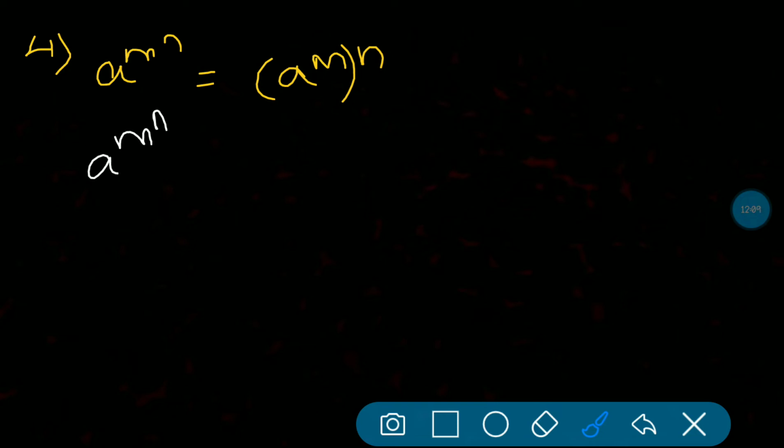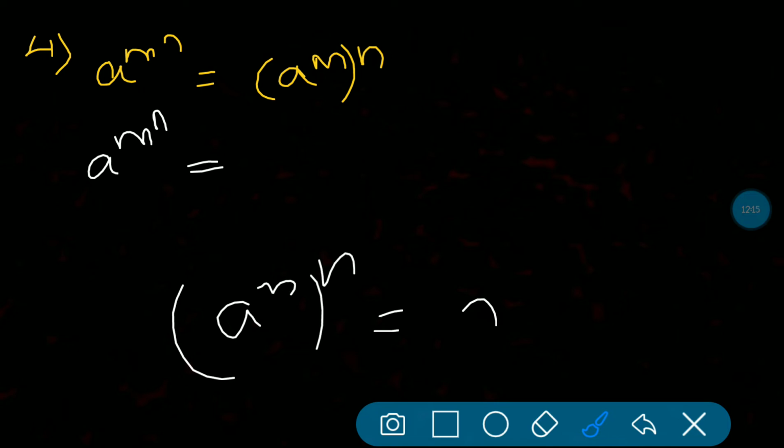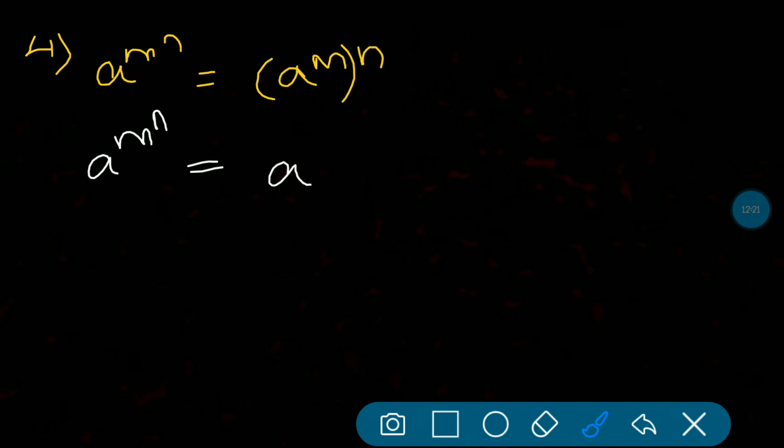Now a power m, power n is equal to a power m whole power n. Now a power m whole power n is nothing but a power m into n. This is one of the laws of radicals. So you're just going to put that here, a power m into n.